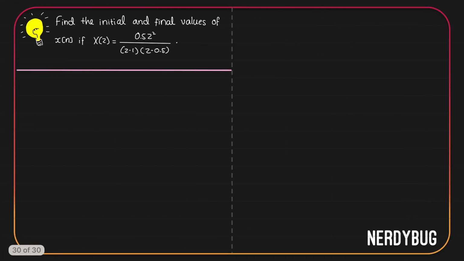So let us solve a problem. We have to find the initial and final values of x of n. Its unilateral Z transform is given. X of z is 0.5 z square divided by z minus 1 multiplied by z minus 0.5. Using the initial value theorem, we know x of 0 is the limit as z tends to infinity of X of z. That is the limit as z tends to infinity of 0.5 z square divided by z minus 1 multiplied by z minus 0.5.